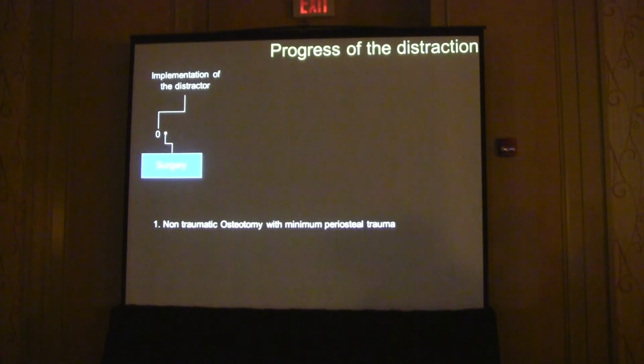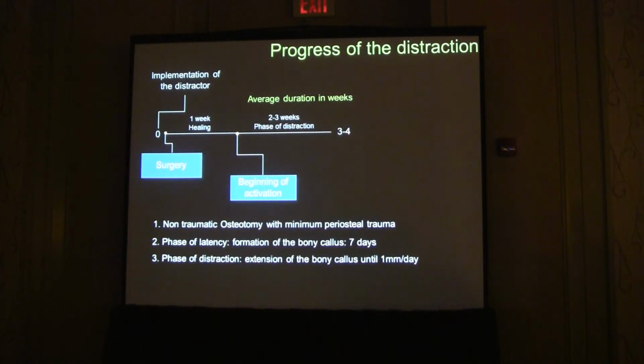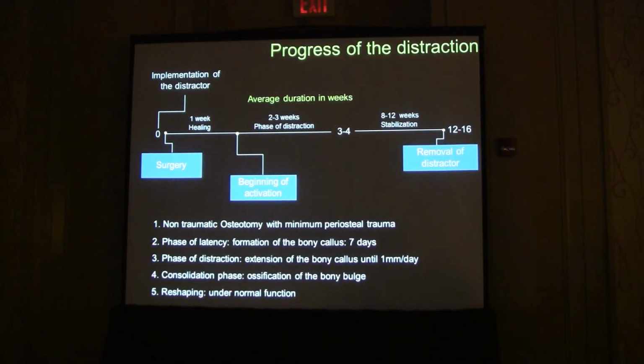After putting the distractor into place and performing surgery, we wait for a week before starting to activate the distractor from 0.5 to 1 millimeter a day. The stabilization phase must last from 8 to 12 weeks, and I recommend not to remove the distractor during the leveling of the mandibular dental arch.